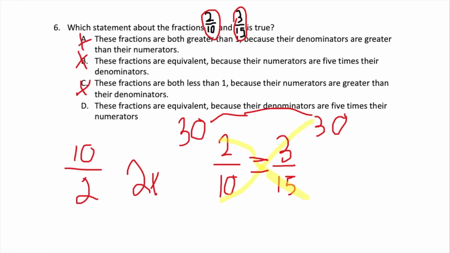Now D. These fractions are equivalent because their denominators are 5 times their numerators. Now let's try it. 2 times 5 is 10. So let's try on 3. 3 times 5 is 15. So would you agree that the denominator is 5 times larger than the numerator? Yes, so the answer should be D. Good job.